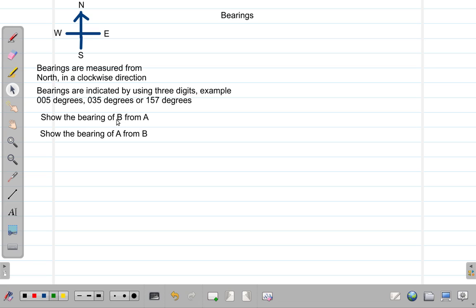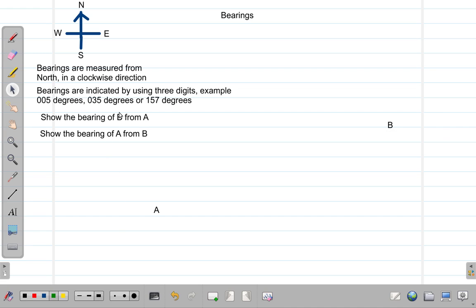We want to show 2 points, A and B. And in one case, we will show the bearing of B from A, and then the bearing of A from B. So let's imagine that we have our 2 points. Let's say A is somewhere down here. Right? Say A is there. And B, where should I put B? Say B is somewhere up here as the other point. Alright?